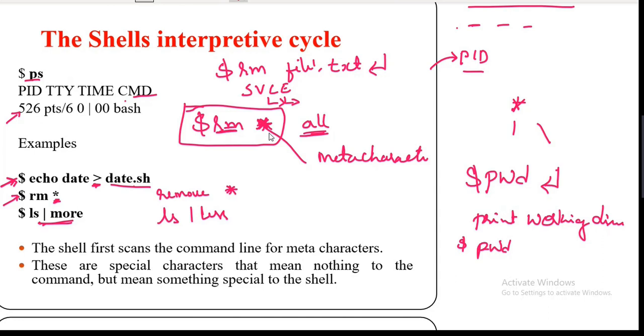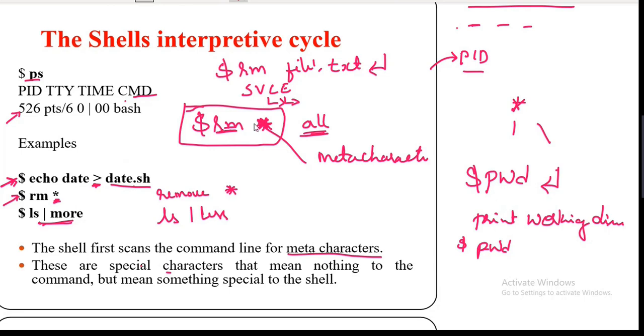It is going to run this rm command, removing all the files. Okay, so the steps taken by the shell: first, the shell scans the command line for meta characters. Even if you have not given any, first it is going to check whether any meta characters are specified. That is the first step. These are special characters, meta characters, which mean nothing to the command itself.